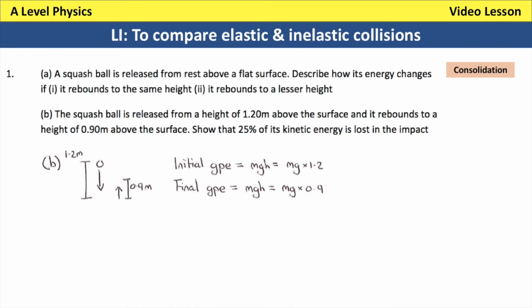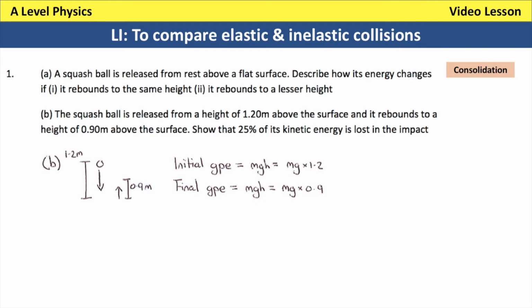So, I've sketched out the situation there. Very, very handy to do a sketch when you've got a situation like this. Now, the gravitational potential energy that it has initially, we can't work out an exact quantitative value because we don't know what the mass of the ball is. However, we do know that it's 1.2 meters off the ground, so its initial GPE is 1.2 mg. Likewise, its final gravitational potential energy is 0.9 mg.